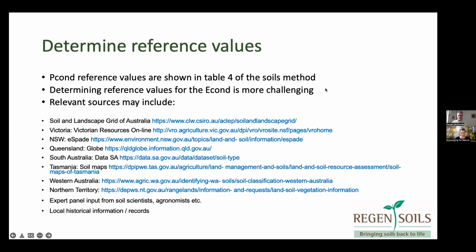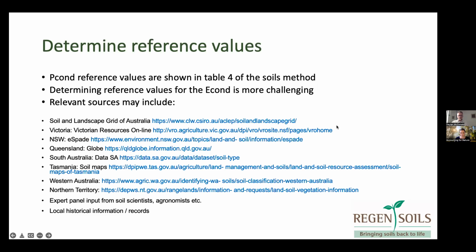Really, we don't have very much soil chemical data pre the 1960s. And even then, that's precious little. So we need to go to relevant sources to help inform our estimation of what those original ecological condition values may have been. There's a range of online tools that can help us identify the soil order that we're dealing with and understand how they are likely to respond to agricultural management.